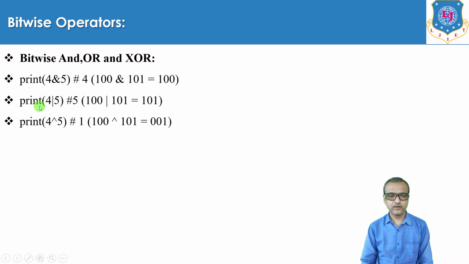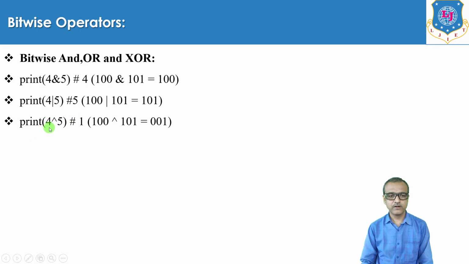Now print of 4 or 5. The output in this case will be 5. How? First of all, write down the binary equivalent of 4, that is 100. Now the binary equivalent of 5, that is 101. Now apply the bitwise OR operation. 0 or 1, if any of the bits is 1, it will give you 1. Then 0 or 0, both are 0, so the result is 0. Now 1 or 1, the result is 1 as both are 1. So the output is 101 and its decimal equivalent is 5. So the output of this print statement is 5.